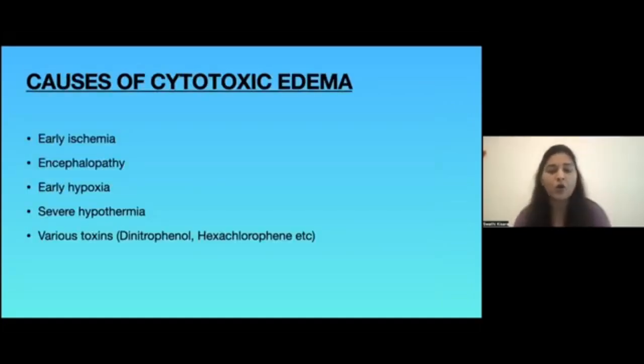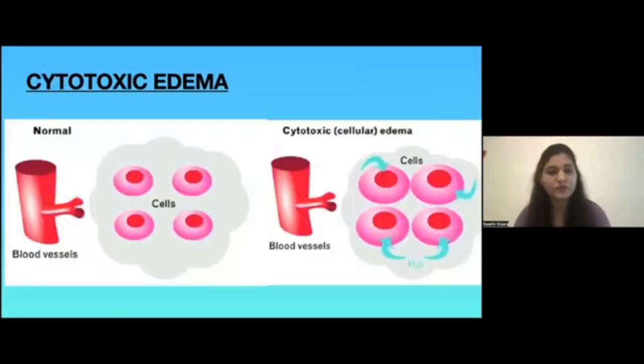The following are the causes of cytotoxic edema, and they are early ischemia, encephalopathy, early hypoxia, severe hypothermia, and various toxins such as dinitrophenol and hexachlorophene. So this is again a picture showing cytotoxic edema in which there is cellular swelling because of the damage to the sodium-potassium pumps, and there is influx of water into the cells. These are the normal cells, and these are the cells that underwent cellular edema.